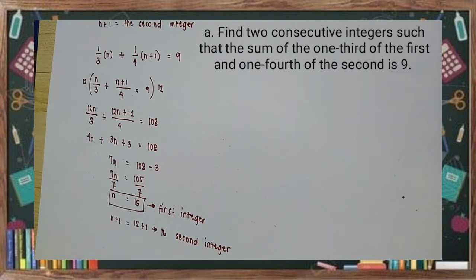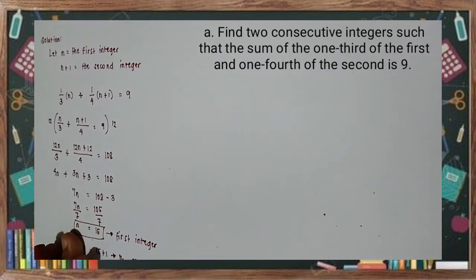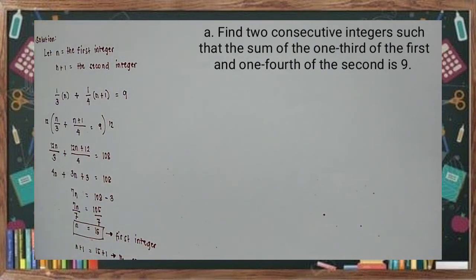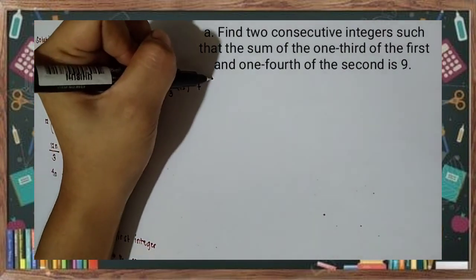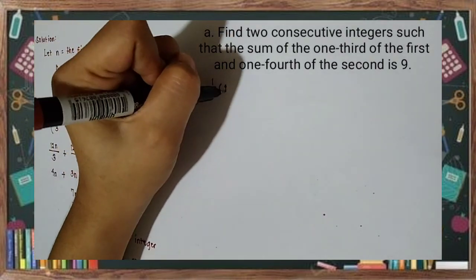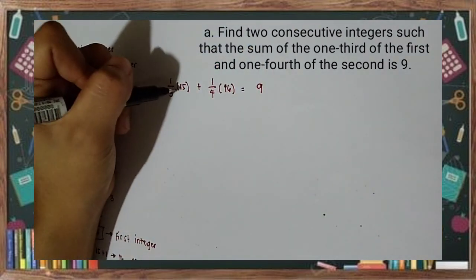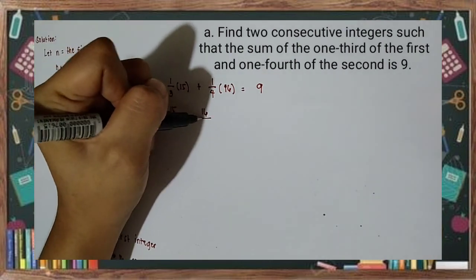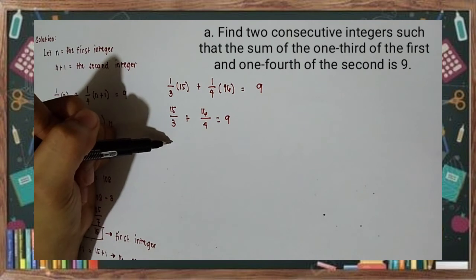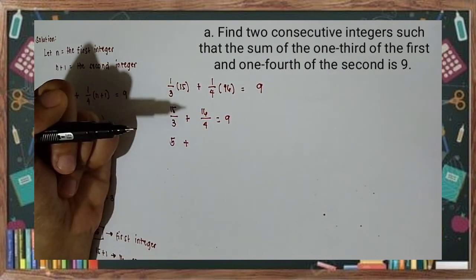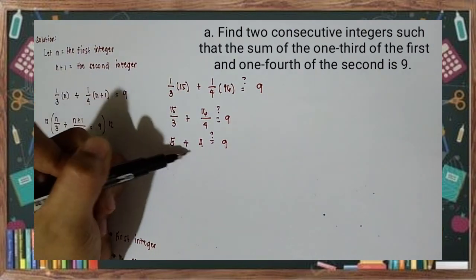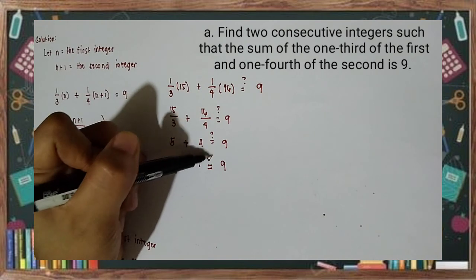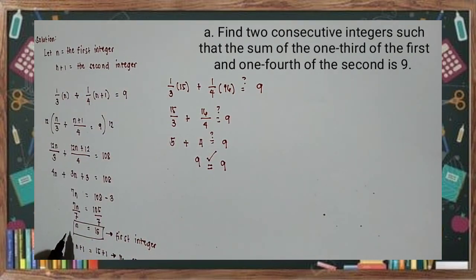Then, let us substitute if our answer is correct to our original equation. So, this is our equation. So, we need to substitute. So, 1/3. What is our first term? So, times 15 plus 1/4 times 16 ay equal to 9. Okay? So, 15 divided by 3 plus 16 divided by 4 equals to 9. 15 divided by 3 ay equals to 5 plus 16 divided by 4 ay equals to 4 equals to 9. Okay? Yan, tingnan natin. So, 5 plus 4 ay equals to 9. Therefore, our solution of the value of n is correct.